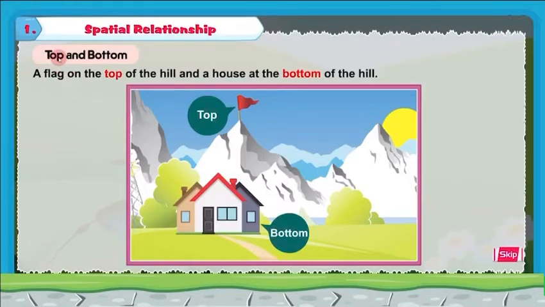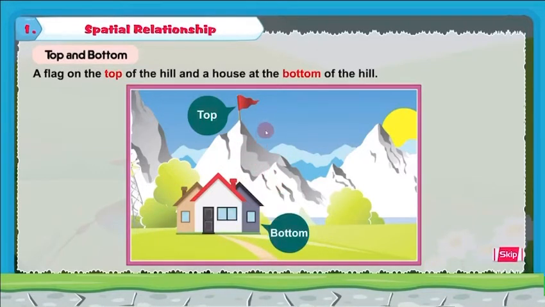T-O-P top and B-O-T-T-O-M bottom. In simple words, top is up and bottom is down. If you see this picture, in this picture we can find a flag. And this is a hill and this is a house.